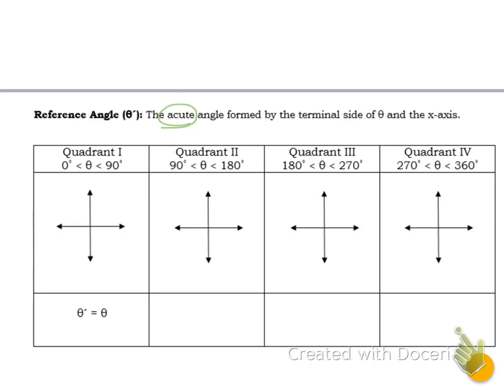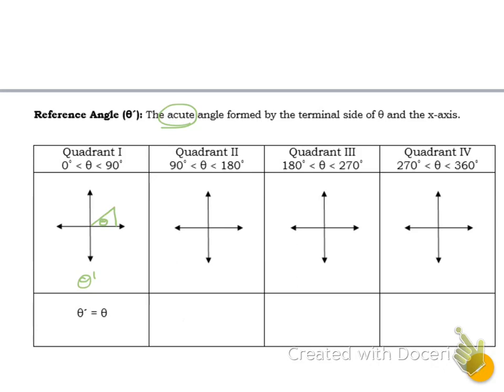Okay, so quadrant 1. If I made my triangle here, it's just going to represent theta. So that is going to be my answer down there. My reference angle, this little theta with a line, means reference angle, is going to be whatever that degrees is. So if it was 30, it'd be 30 degrees.